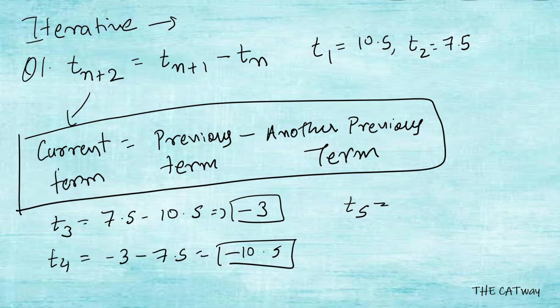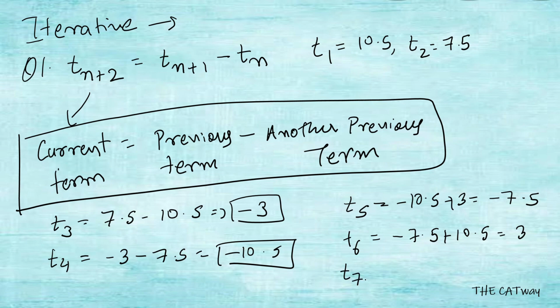Now let's find out term 5. What do we have for term 5? We have term 4 minus term 3, so it will be plus 3 and it will give me the answer minus 7.5. Then let's find out term 6. We have term 5 minus term 4, so it will become plus 10.5, and it will be 3. For term 7, we'll do term 6 minus term 5, so it will become plus 7.5 and it will become 10.5.